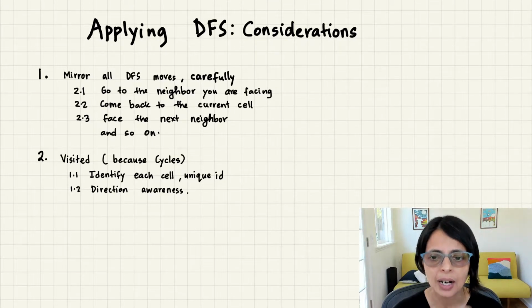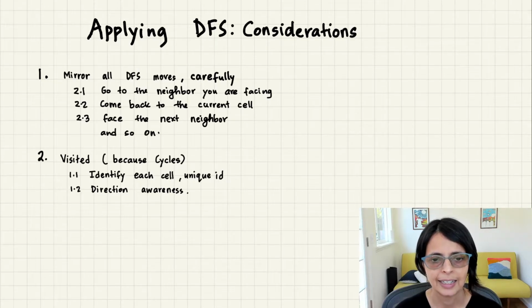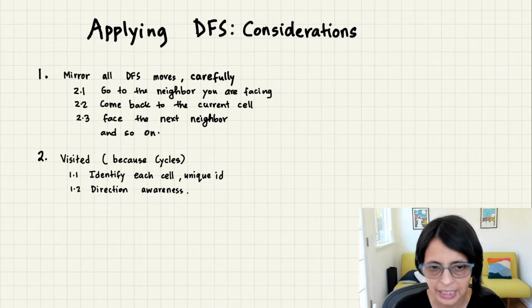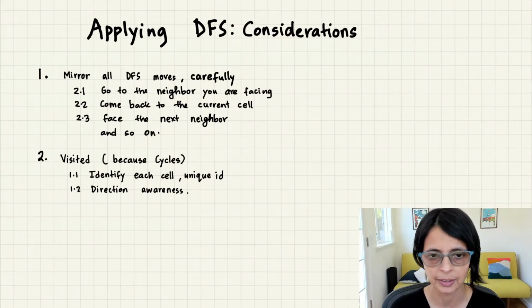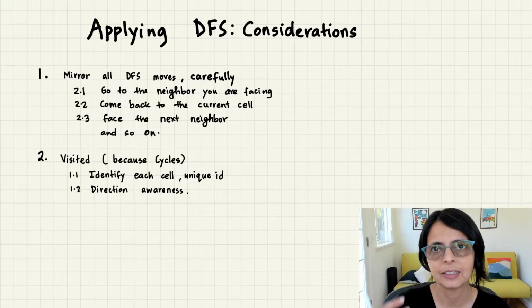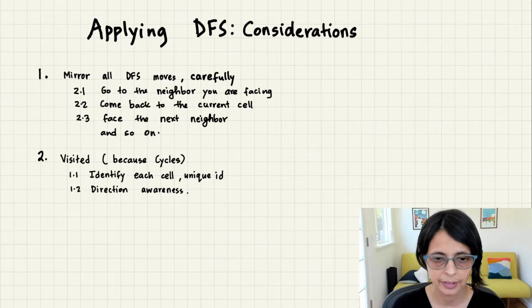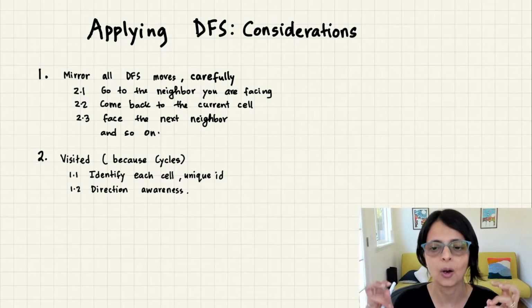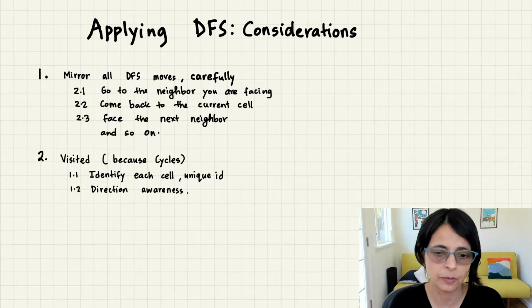In order to mark a cell visited, we need to be able to uniquely identify each cell. So let's say we have a way to uniquely identify each cell. When I am doing DFS on a particular cell of the grid, the way visited unfolds is: when I am about to go to a neighbor, I check if the neighbor is already visited. If it is, then I don't go there. That's the how of visited. The why is cycles, right? But the how is, this is how it unfolds.